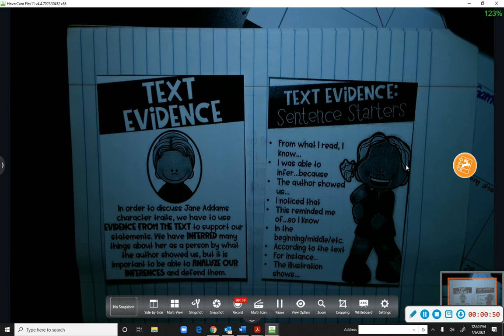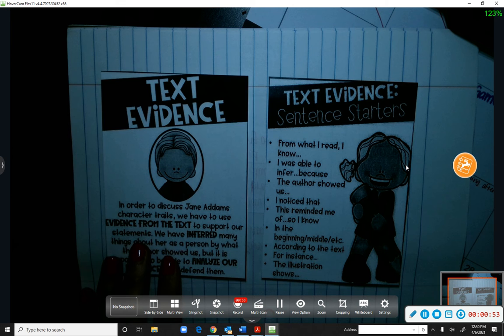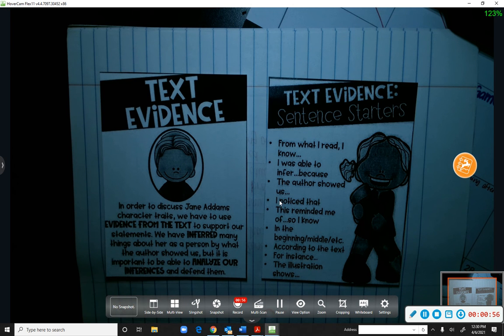Okay? So if we read this, it says, in order to discuss Jane Addams' character traits, we have to use evidence from the text to support our statements. We have inferred many things about her as a person by what the author showed us, but it is important to be able to analyze our inferences and defend them. By defend them, that means you give support from the text, so examples from the book or the story that support why you think she is that way. Okay?